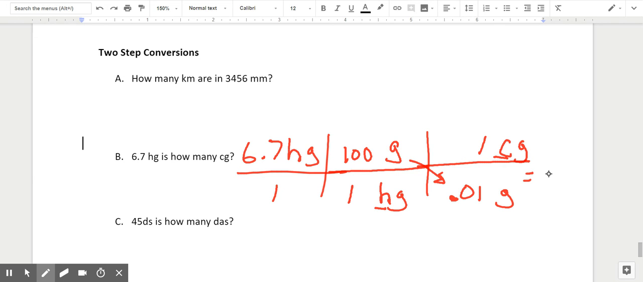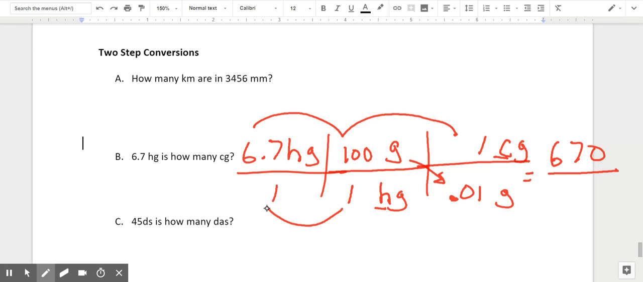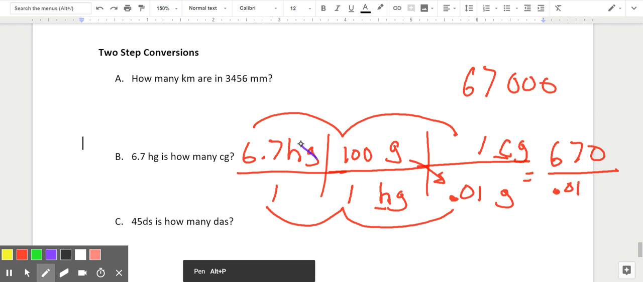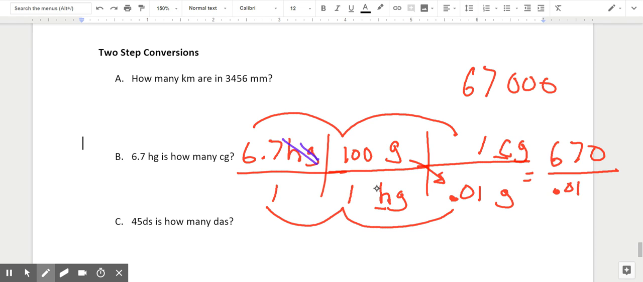Now we need to get our fraction. 6.7 times 100 times 1 is 670. 1 times 1 times 0.01 is 0.01. And when we divide 670 by 0.01, we get 67,000. We got our units all canceled out. Hectograms divided by hectograms. Grams divided by grams. Our unit that's left is centigrams.